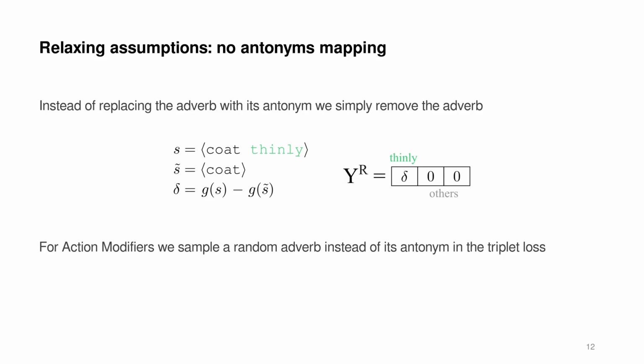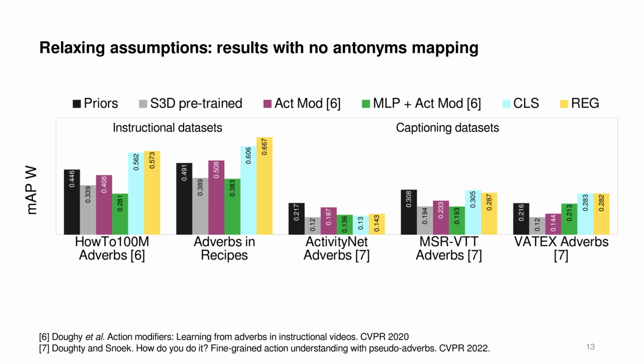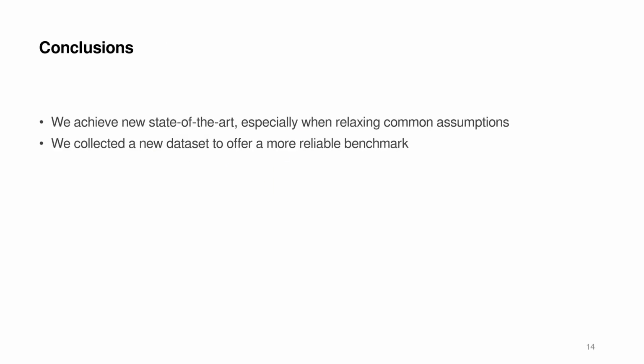We also tried a setting where we do not pair adverbs in opposite meanings. In this case, to measure action changes, we simply remove the adverb to generate the negative sentence. The regression target is then delta for the ground truth and 0 for all other classes. We see that when we relax this assumption, our regression method performs even better. In the paper, we also lift another assumption, the availability of action labels during testing, which I won't include here due to time limits. To conclude, our approach achieves new state-of-the-art on adverb recognition, especially when we relax common assumptions.